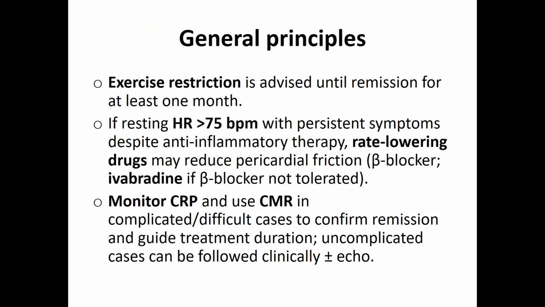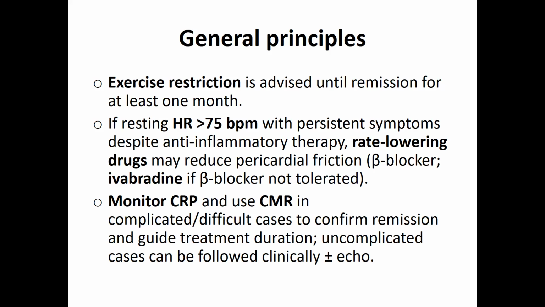If the resting heart rate is above 75 with persistent symptoms despite anti-inflammatory medications, you might prescribe them beta blockers, and if they don't tolerate it, you can prescribe ivabradine and that can help, because if you reduce and slow down the heart rate, it can reduce the pericardial friction and the chest pain.